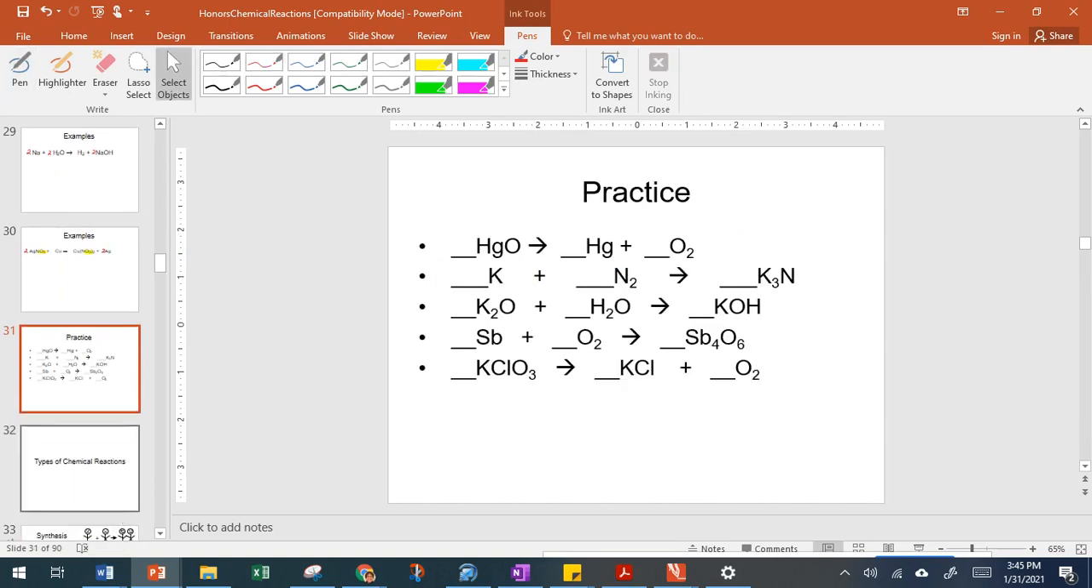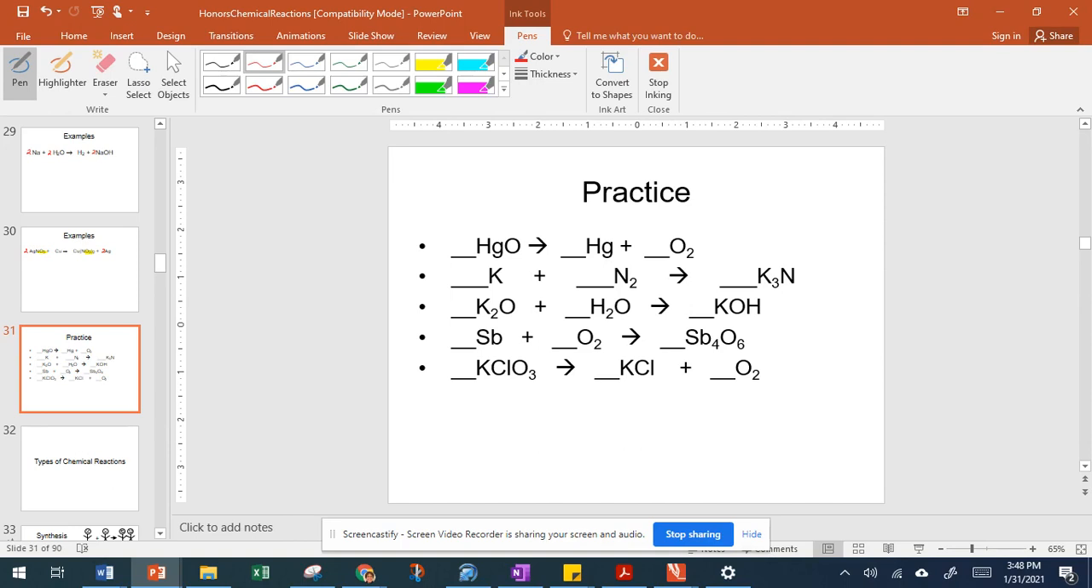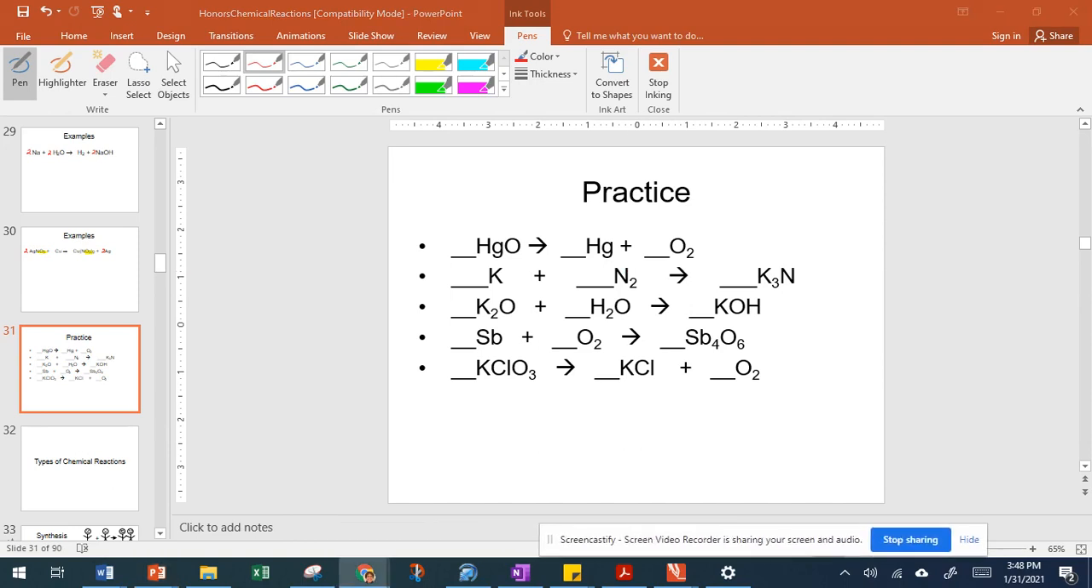Okay, guys, so I want you to pause this screencast, try these 5 equations here, and then we're going to go over them. Okay, so let's go over these reactions here. So for the first one, we could start with the oxygen because the mercury is already balanced. To do the oxygen, we would need 2 more on the reactant side, and then we would need 2 mercuries on the product side to balance this.